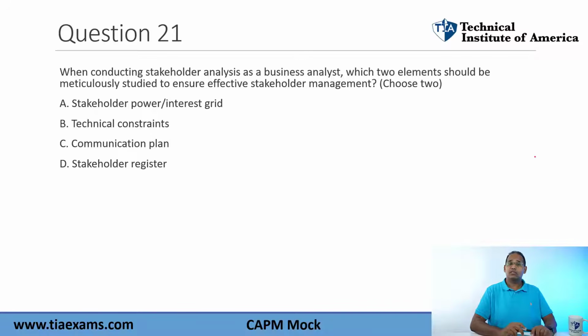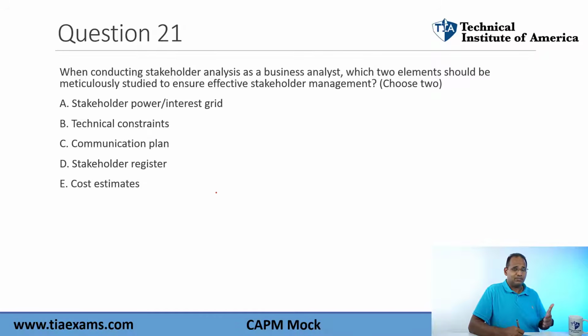Okay, practice question 21. So far we have done 20 questions. Hopefully you're doing okay. All right, see how you did on the last 20 questions. Practice question 21. When conducting stakeholder analysis as a business analyst, which two elements should be meticulously studied to ensure effective stakeholder management? Choose two. All right, so we got to choose two. Stakeholder power interest grid, technical constraints, communication plan, stakeholder register, and cost estimates.